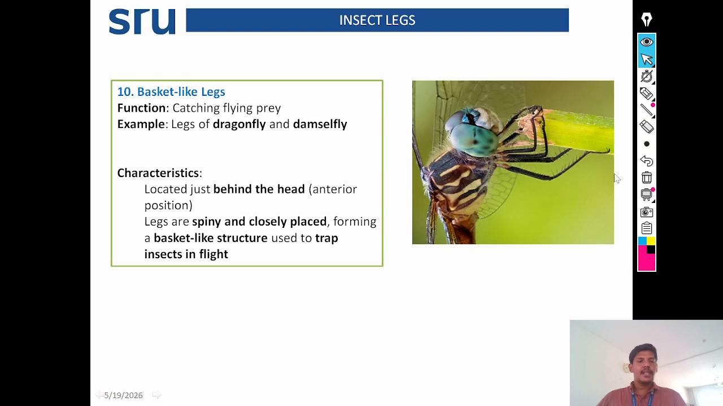Next, basket-like legs, basket legs. Their function is catching flying prey. So legs of dragonfly and damselfly are the basket legs. These are located just behind their head. Legs are spiny and closely placed, forming a basket-like structure to trap insects which are in flight.